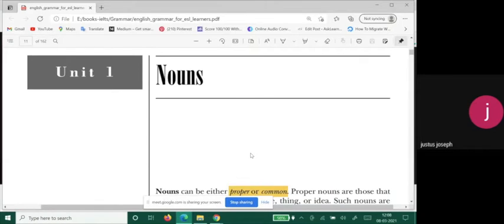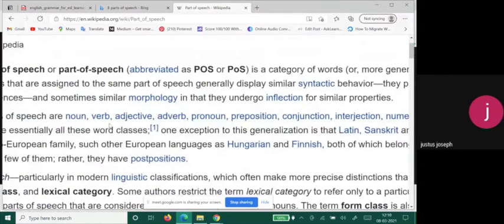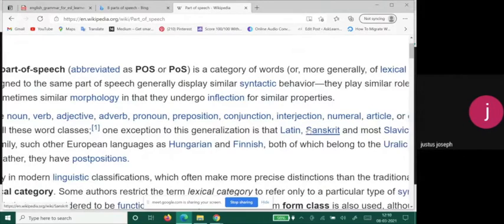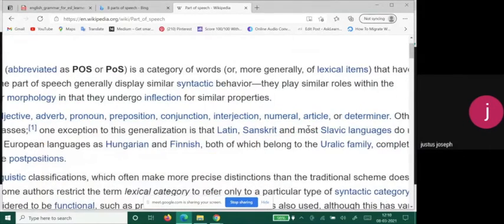Okay. So the first heading you can put is grammar and the first subheading under that you can put parts of speech. What are we learning about? We are learning about parts of speech. Copy this. Noun, verb, adjective, adverb, pronoun, preposition, conjunction, interjection, numeral, article or determiner.